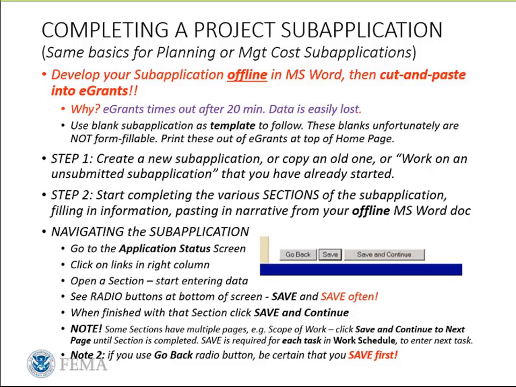And then step two, you start completing the various sections of the sub-application, filling in the information, pasting in the narrative from your offline MS Word document. And now here's some tips on navigating the online sub-application form that is live in eGrants. First of all, there's an application status screen, which we will show you in just a moment. And there are a bunch of links on the right-hand side under status, and there's also a bunch of links on the left-hand side under application status. You can click on either one of those to go to the section that you want to work on.